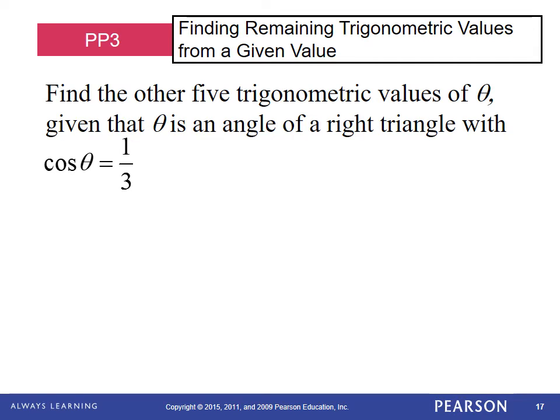All right, next one here. Find the other 5 trigonometric values of theta, given that theta is an angle of a right triangle with cosine theta equal to 1/3. All right, a little bit different than previously here. We have to form a triangle just given one trigonometric function. And so can we figure out the rest based upon that? Let's try it.